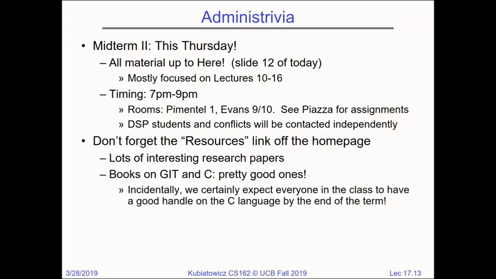I wanted to point out, don't forget, I think some of you either didn't notice or have forgotten, there's a bunch of interesting resources on the resource page of the website. How many people have gone there at least once? Okay, I've mentioned this before, but I wanted to mention it again. There are some good books on Git and a couple of books on C.